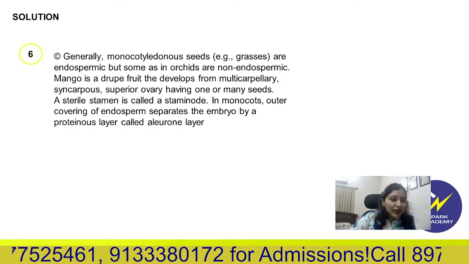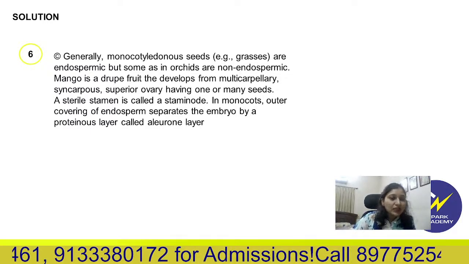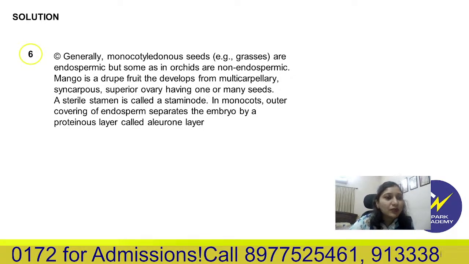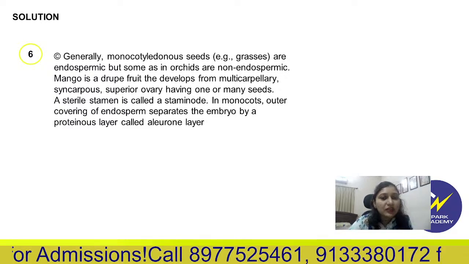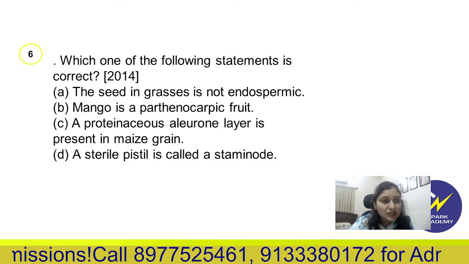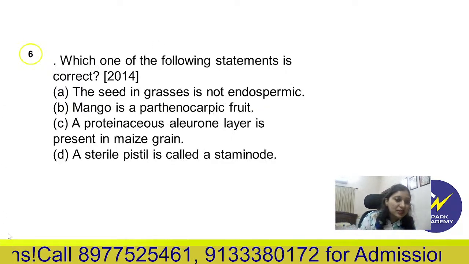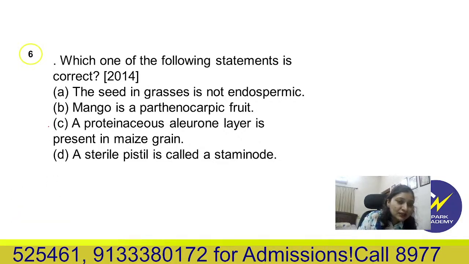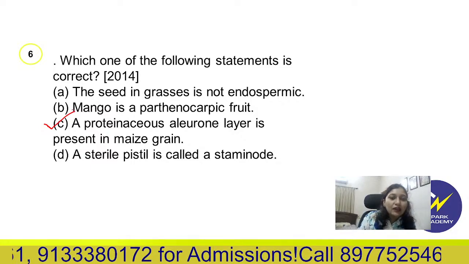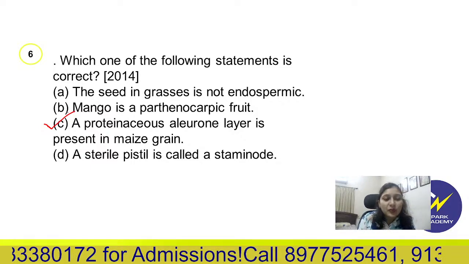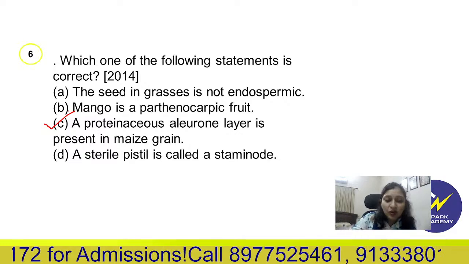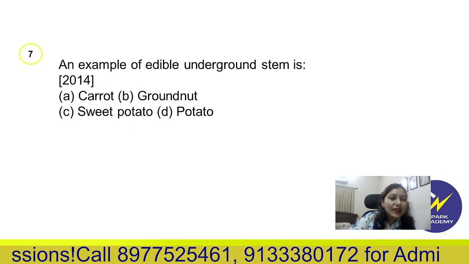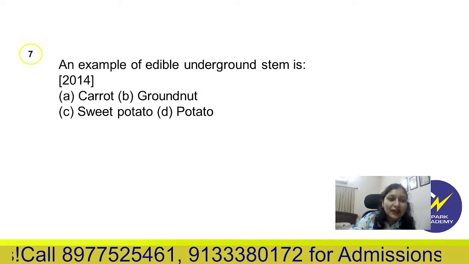We are lacking the time, so I am giving you answers right now. Generally, monocotyledon seeds in grasses, they are endospermic. Mango is drupe. So here, correct option, it is your seed, that is proteinous layer. It is aleurone layer which is present in. We have discussed during the discussion of seed. Aleurone layer which is separating endosperm and cotyledon of a monocot seed. This is correct option.